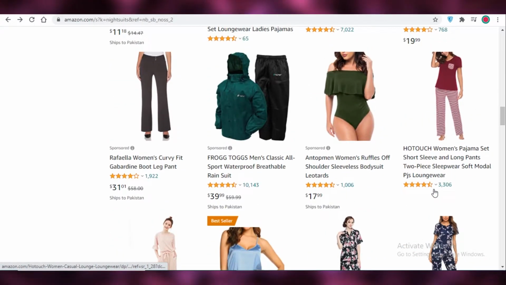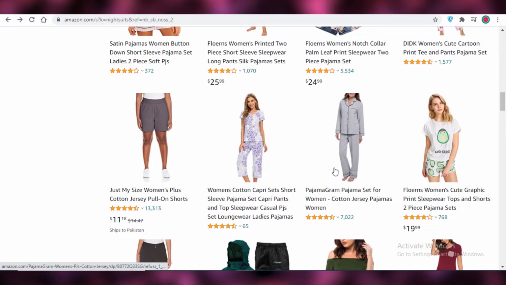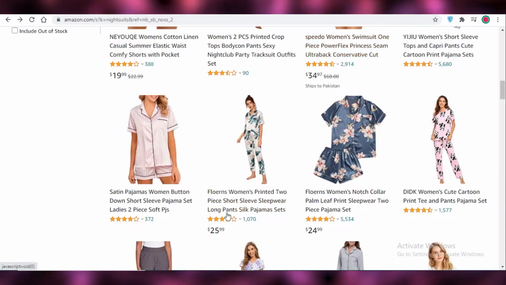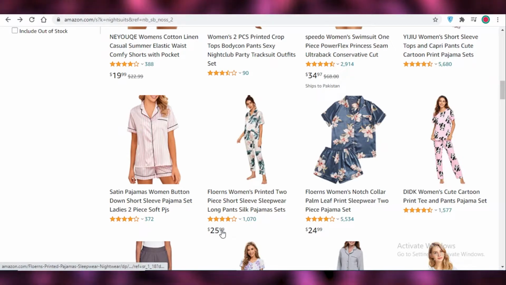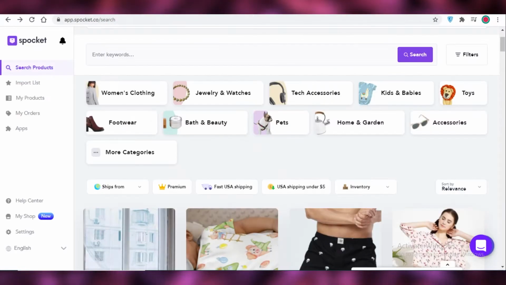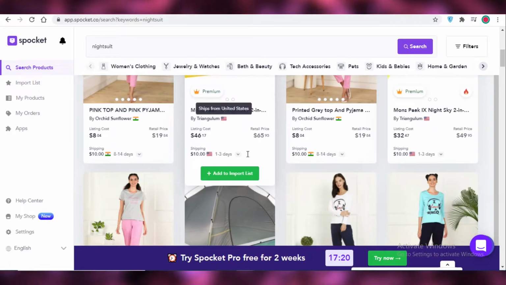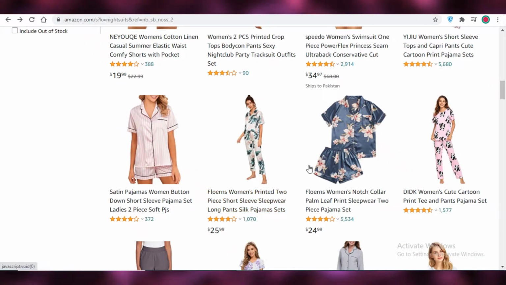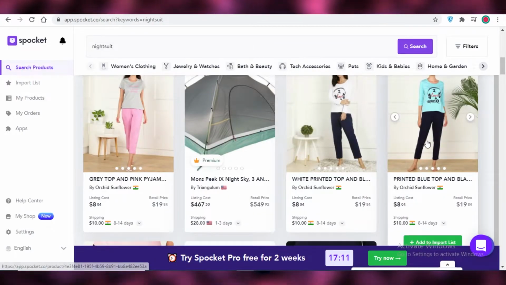You are going to beat out Amazon listings in the same price range of the same category. So over here you can see this night suit is for $25. And over here, as you can see, this night suit is listed for $25. You're gonna get it for $8 and sell it for $20, and you will still be price beating the Amazon listing, and also you will be making great profits.